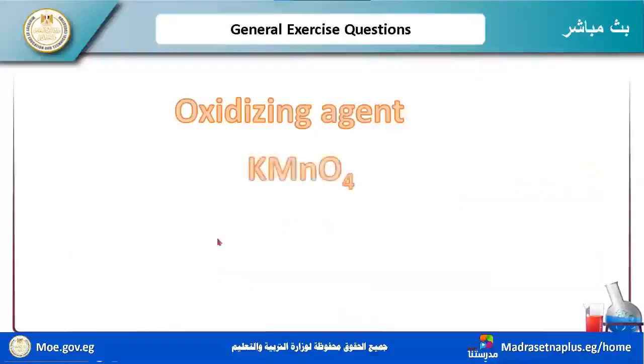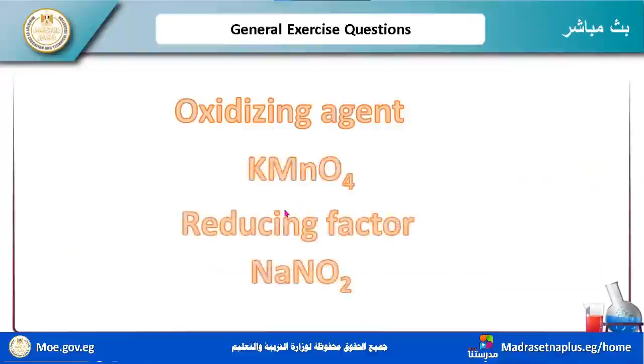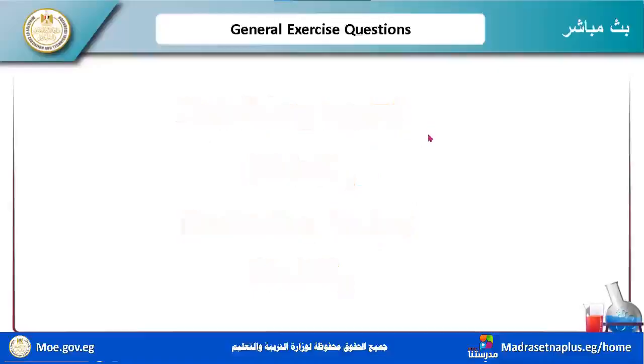Now the oxidation is of NaNO2, the oxidizing agent is KMnO4, and the reducing factor or agent is NaNO2. I mean, agent and factor have the same meaning.